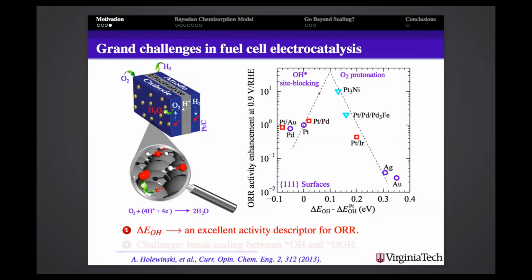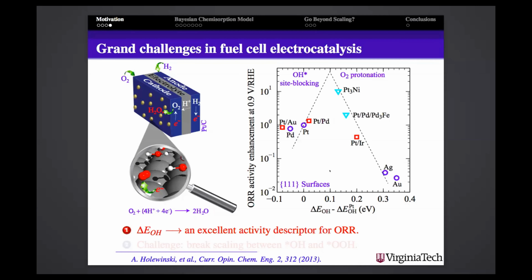Basically, in the microkinetic model, the dashed line shown here, and also in the measurements, we see that OH is a very good descriptor. Compared to pure platinum, if you can weaken the OH binding energy, you can have better performance. But there are limits. If the OH binding to the platinum or the active sites becomes too weak, then it becomes limited by the first step to protonate the O2.